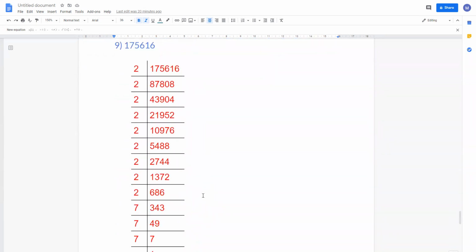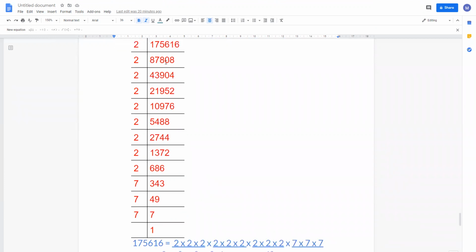Only the number is different, same method. All the sums are in the same method. Ninth question: 1,75,616. It's also a big number. So first of all, we are going to find the prime factors. Dividing that number by 2, we will get 87,808. Again dividing by 2, you will get 43,904.